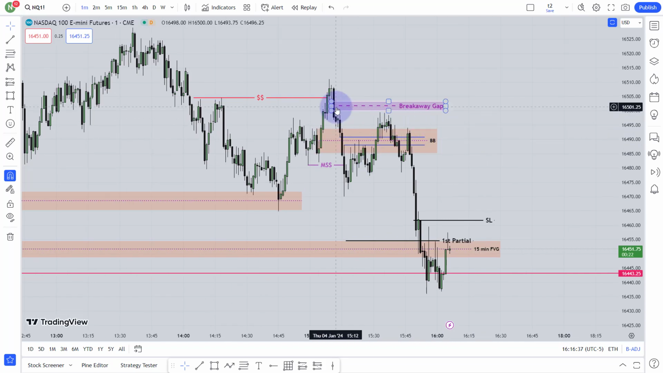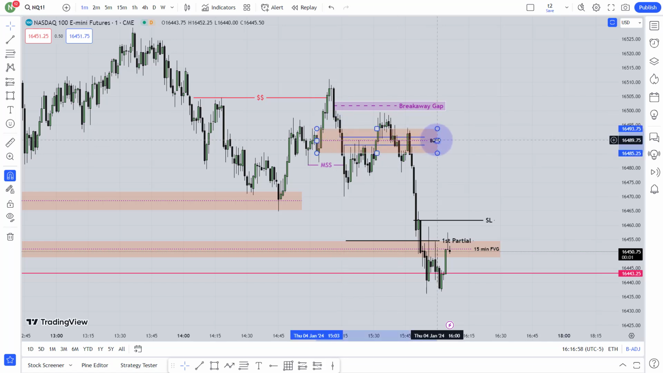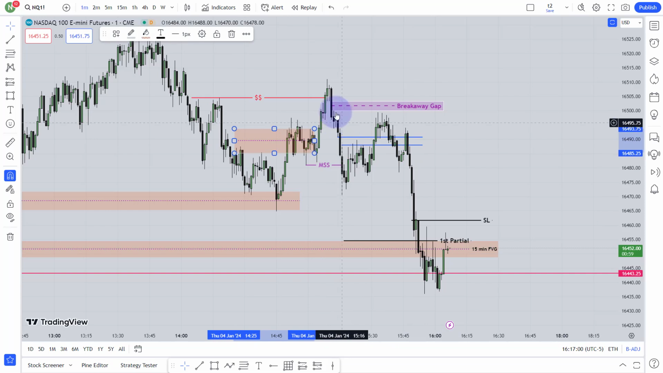I have marked the fair value gap. So that is the first fair value gap. Now this fair value gap is valid. Why? Because this is just below the buy side liquidity. This fair value gap is not at the level of buy side liquidity or above the buy side liquidity. So this fair value gap is valid. Now below this fair value gap there is another fair value gap over here. Let me remove this thing. So this is the second fair value gap.